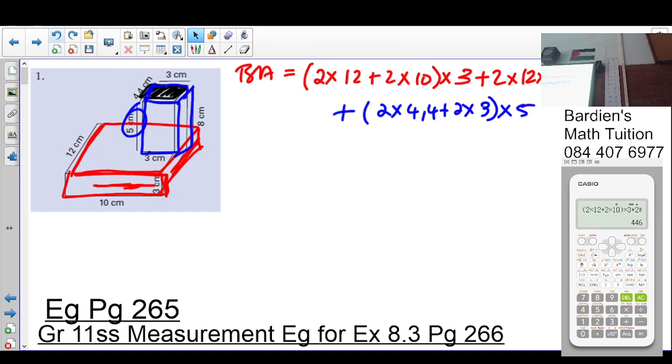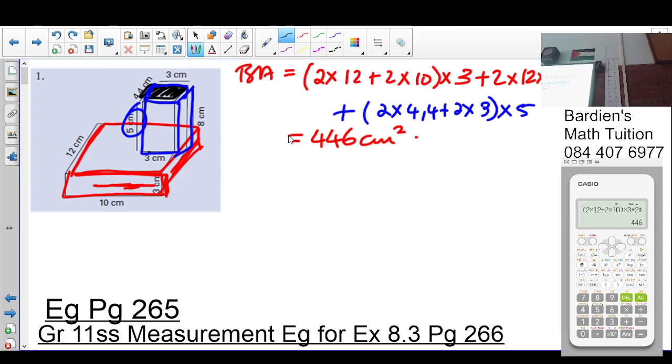Okay. So you put that in a calculator. It's going to simply be 2 times 12 plus 2 times 10 times 3 plus 2 times 12 times 10 plus 2 times 4.4 plus 2 by 3 times 5. You should answer 446 centimeters square. Okay. Let's go to the next question.